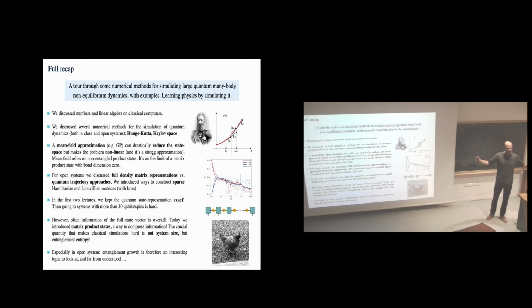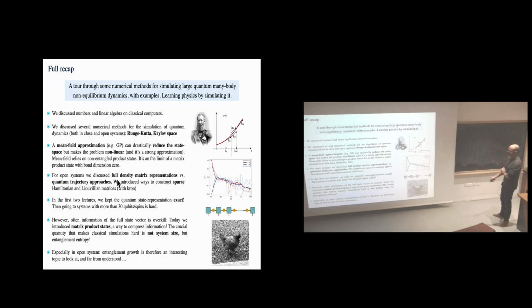In an MPS, you make this bond dimension huge and you have the space of all of the states. But if you send this bond dimension to 1, you just drastically reduce the space that you consider. But then what can happen is that your equations become nonlinear, like in the Gross-Pitaevskii equations. No problem to solve this numerically, but of course you make a strong approximation because you neglect any type of entanglement in the system. So this is really a limit of a matrix product state where you set the bond dimension to 1.